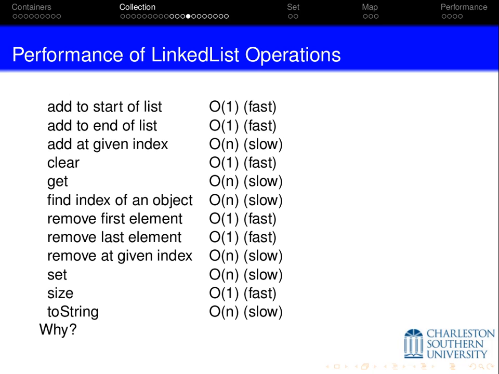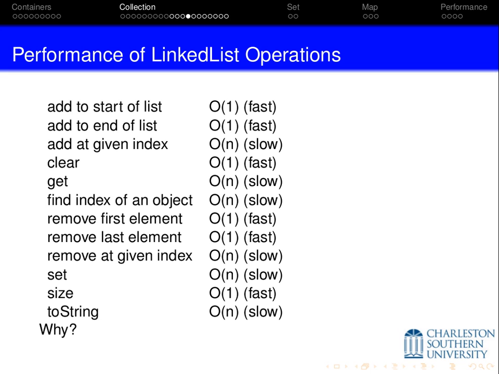Declare it. It's fast. You just say, I have no more nodes, and we're done. Get is O of n. Why is get O of n? If I want to get something at an index, what do I have to do? You have to go through it. Hold on a second. So this is slow. What was it in an array? Fast, because you just jump straight to it.